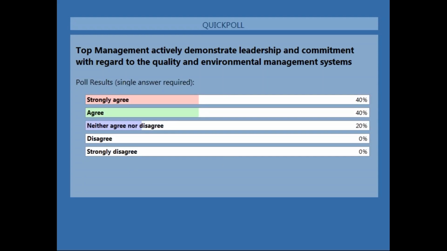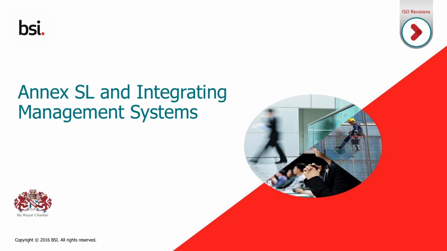So the results of the poll are: those of you who said top management actively demonstrate leadership and commitment with regard to the quality and environmental management systems that you have, 40% of you strongly agreed, which is great. 40% of you also agreed. 20% of you neither agreed nor disagreed. And thankfully, none of you disagreed nor strongly disagreed. So those are some very interesting results, I think you would say, wouldn't you, Gordon? Yes, that's right.